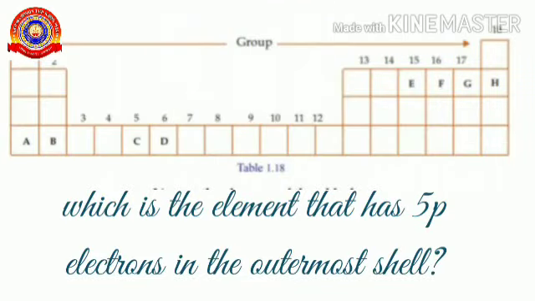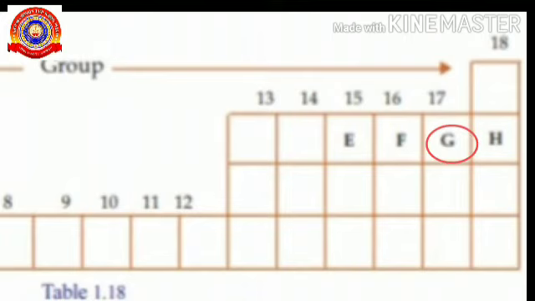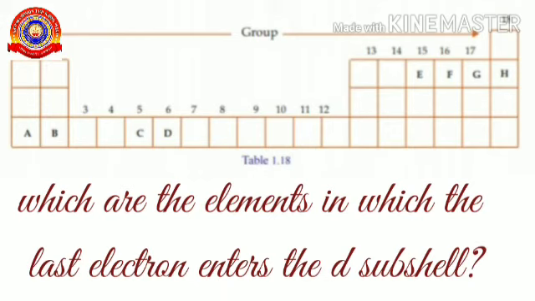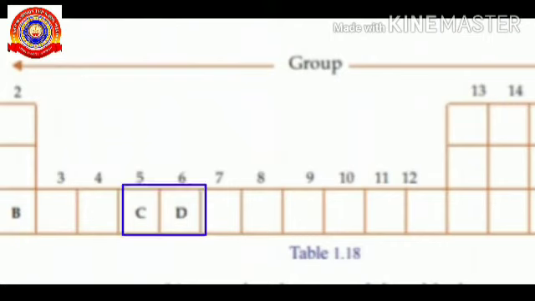Next question. Name the element which has 5p electrons in the outermost shell. 5p electrons. It means it belongs to group 17. Right? Which are the elements in which the last electron enters the D subshell? So you have to look at the D block elements. Which are they? C and D.